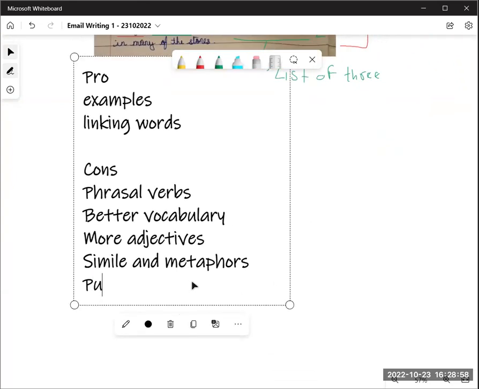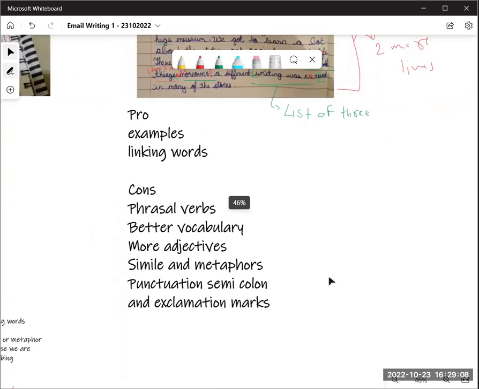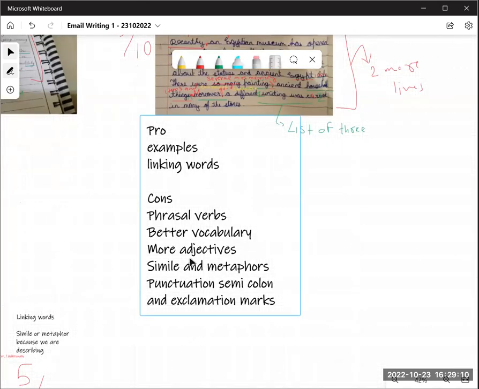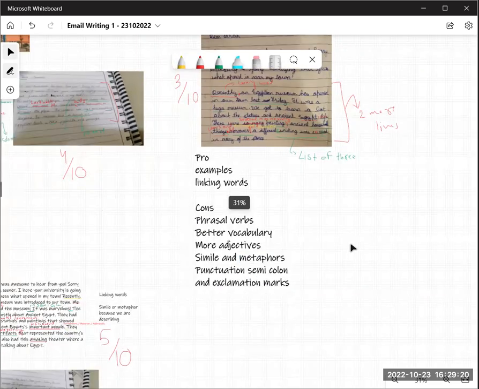And punctuation, such as semicolon and exclamation marks. So these are the things you have to add. More adjectives, add simile, add semicolon somewhere, add exclamation marks, and use phrasal verbs. Now we'll look at all of these in a second.